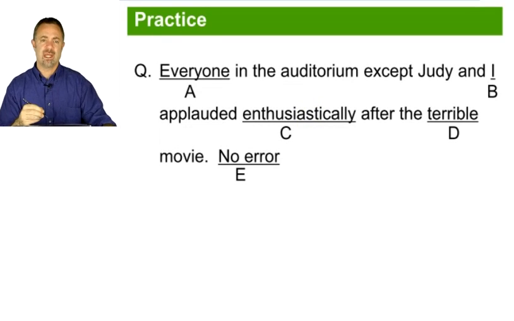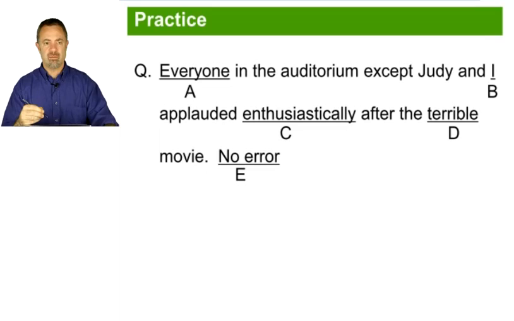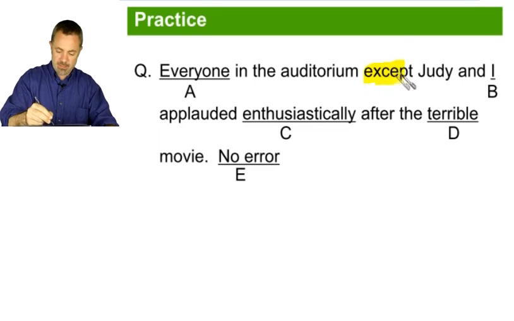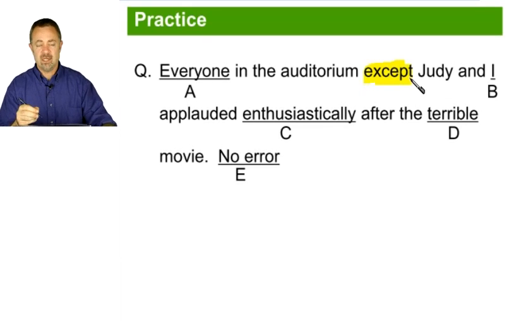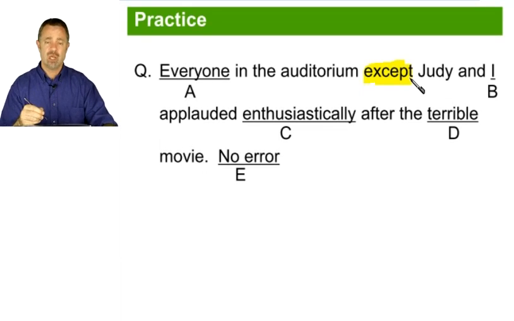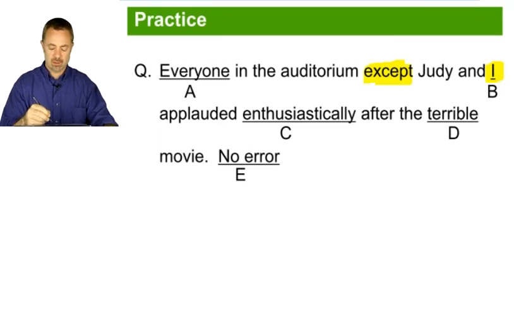Why don't we take a look at another example? Everyone in the auditorium except Judy and I applauded enthusiastically after the terrible movie. Okay, well, who applauded here? Oh, well, not Judy and I. We didn't applaud. Everyone applauded. Notice, in addition, except is our preposition. We have pronouns immediately following that preposition, except. Therefore, B is our correct answer. It is an error because I is our subject pronoun, when in fact it should be me, our object pronoun. Again, B is our correct answer.